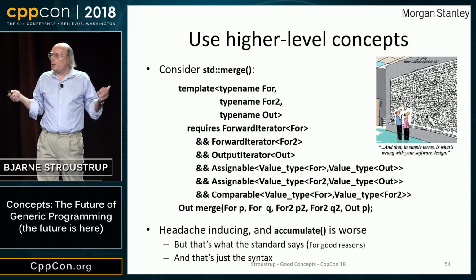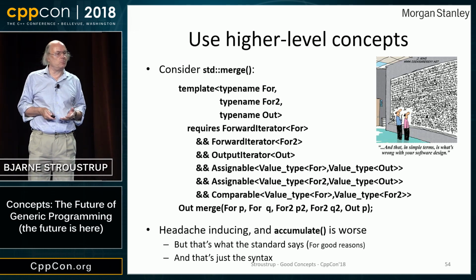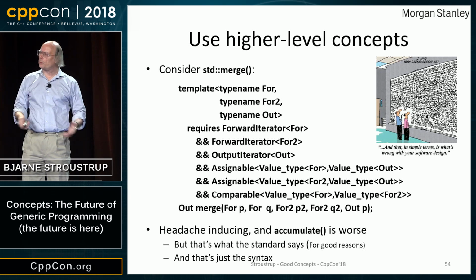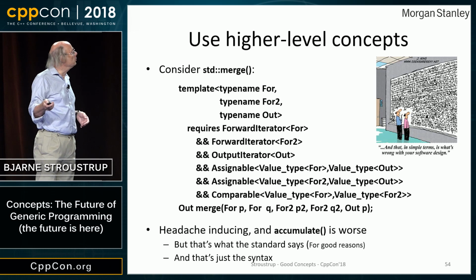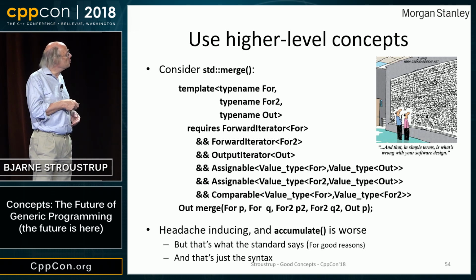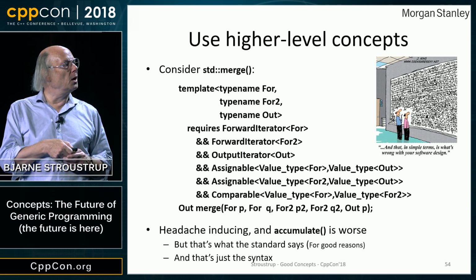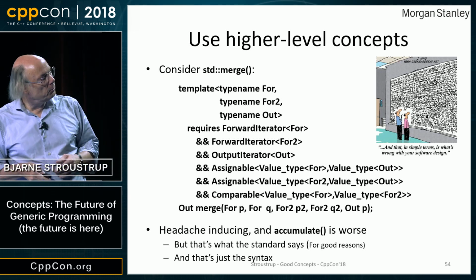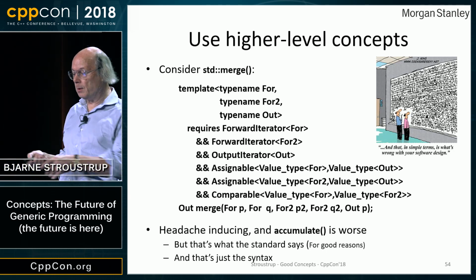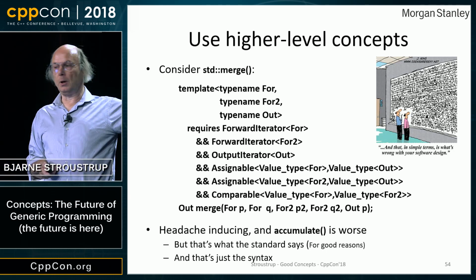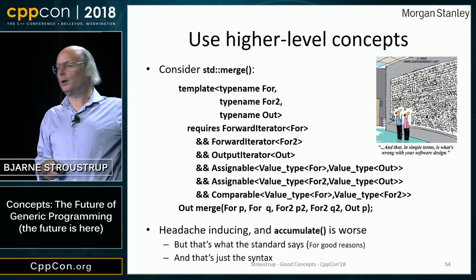But we are doing the equivalent of primitive operations. In the real world we've learned we have to aggregate operations into functions and classes and such. And so it's easy to make a mistake when you write so much, and it's hard to read. One of my favorite phrases, headache inducing, and accumulate is much worse. And by the way, this particular pattern appears, I think, 4 times in the standard.